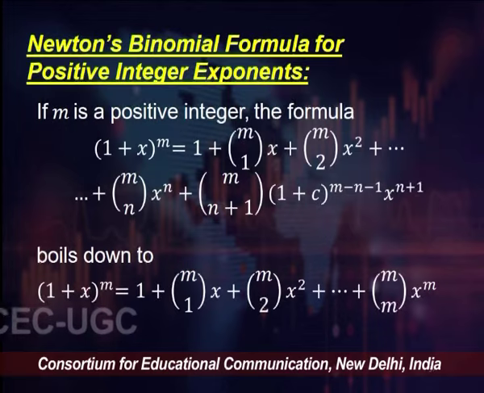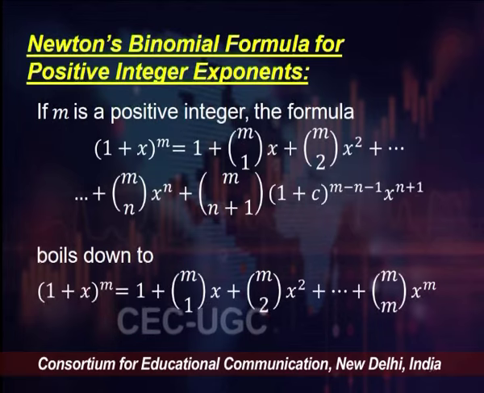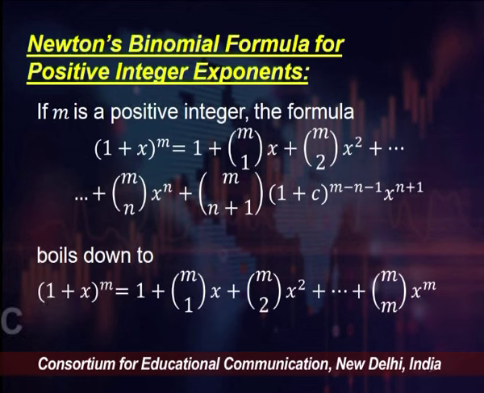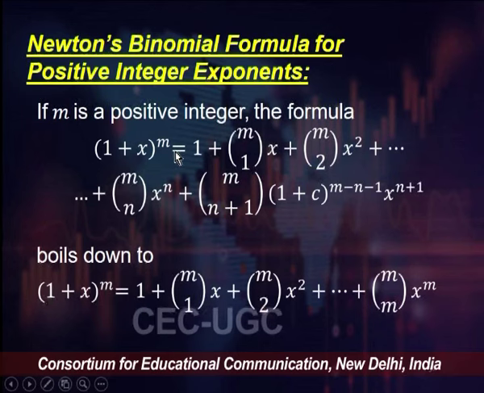Now this actually then leads us to something very interesting, because if m is a positive integer, the exponent is positive, it's a positive integer, excuse me, the formula 1 plus x to the power m, what will that boil down to?